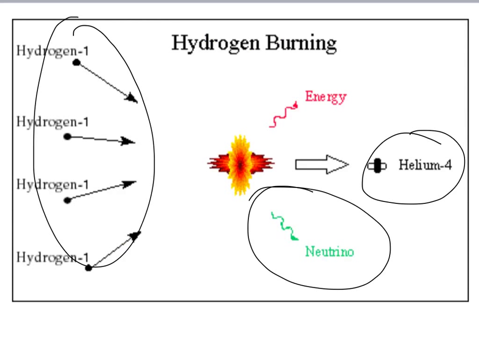Now, one thing that is interesting to note is that when this process happens inside the sun, it can only take a few seconds for a neutrino to leave the sun. It can take over 1 million years for the fusion process to actually reach the surface of the star, to reach the photosphere.